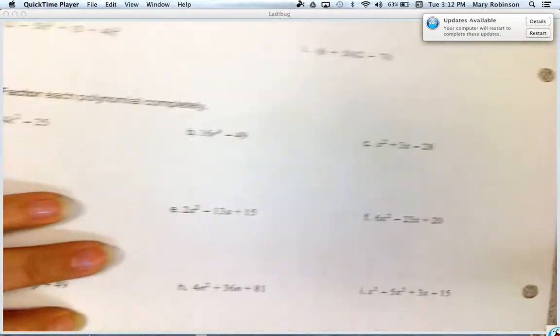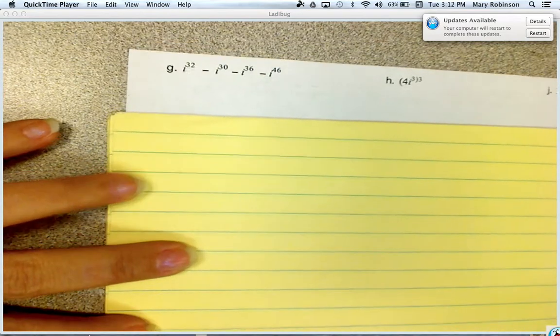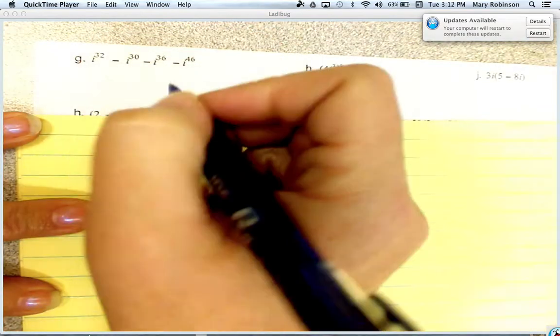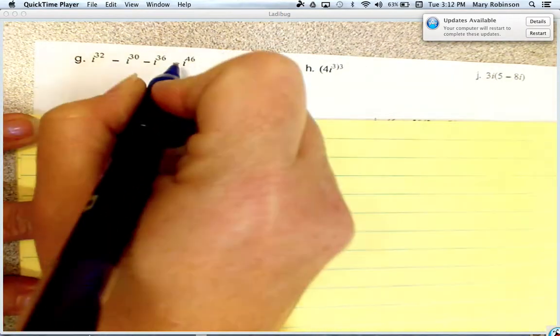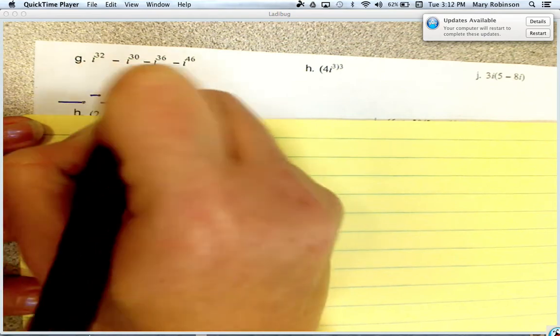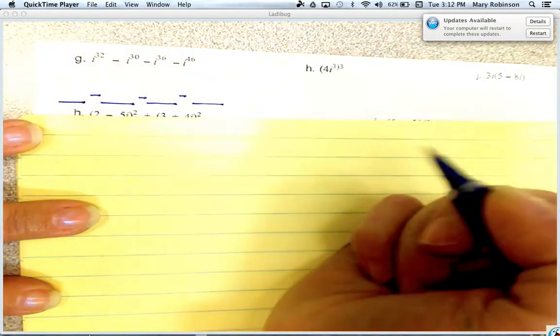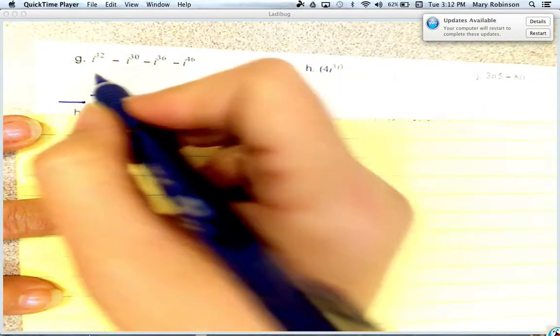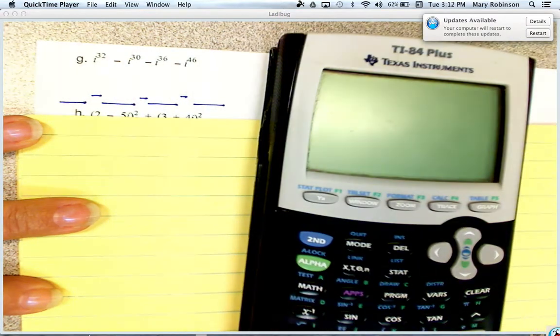Alright, so if I pick up back here with G, this is similar to the one we did in the warm-up in class, the exercise in class, and the exit. So we've got 4 numbers and they're all being subtracted. So I'm going to put blank minus blank minus blank minus blank, and then find the value of each of these individually by dividing my exponent by 4.